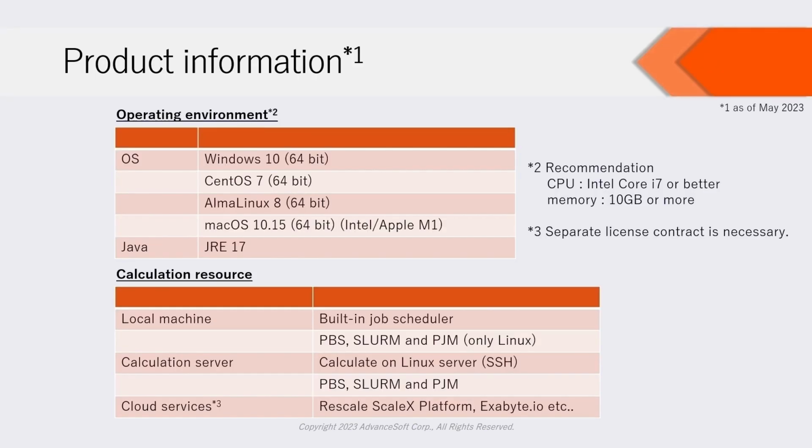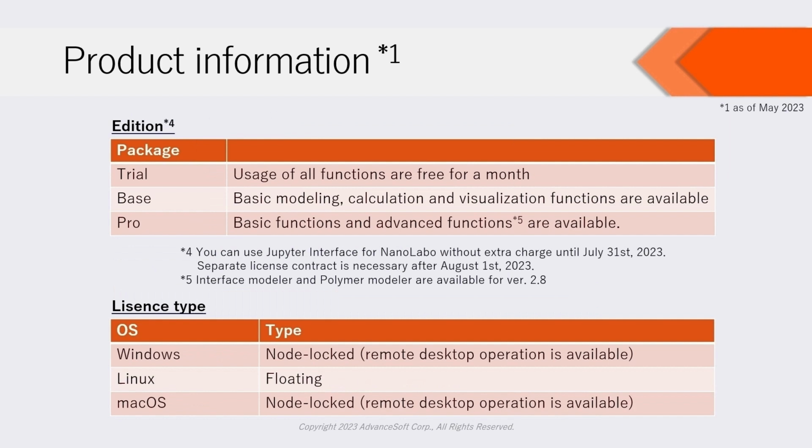NanoLabo can operate on Windows, Linux, and Mac OS. Calculations can be executed on not only a local machine but also calculation servers or clouds. For NanoLabo, Trial Edition, Base Edition, and Pro Edition are available. Regardless of edition, you can use the Jupyter interface for NanoLabo without extra charge until July 31, 2023. A separate license contract is necessary after August 1, 2023.